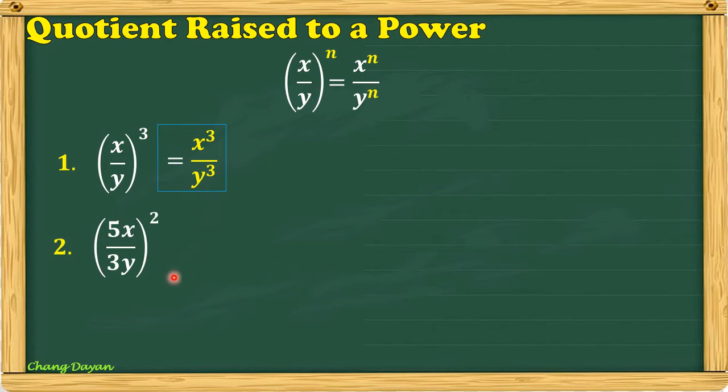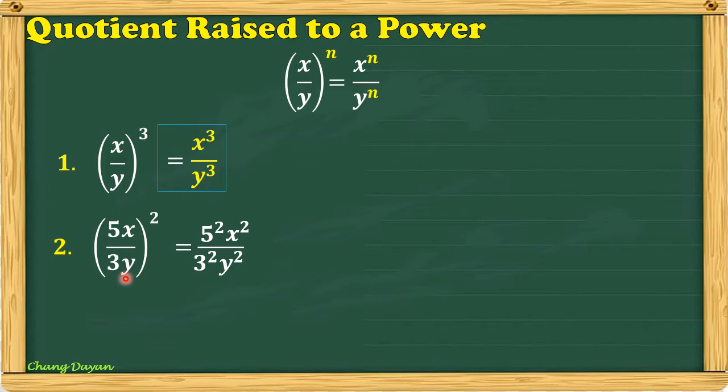Next example. The quotient of 5x and 3y raised to the second power is equal to, i-erase natin ang 5 sa 2. Again, yung 2 ay galing po dito. And then, erase din natin ang x sa 2. All over 3, erase natin sa 2. And then yung y, erase din natin sa 2.